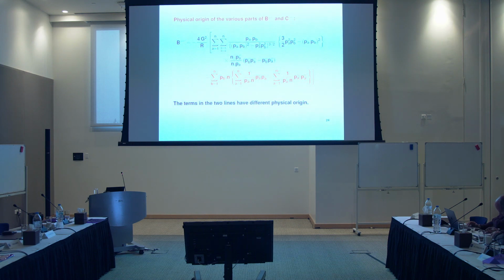But before I go on to that, let me just say a few words about the physical origin of the various parts of B mu nu and C mu nu. Because as I said, B mu nu has two kinds of terms. This we call the ultraviolet, this we call the infrared, and the cancellation that I mentioned for, say, binary black hole merger is a cancellation between these two terms. So, let me now try to explain the physical origin of these two terms, so that it is clear that they seem to have different origins.